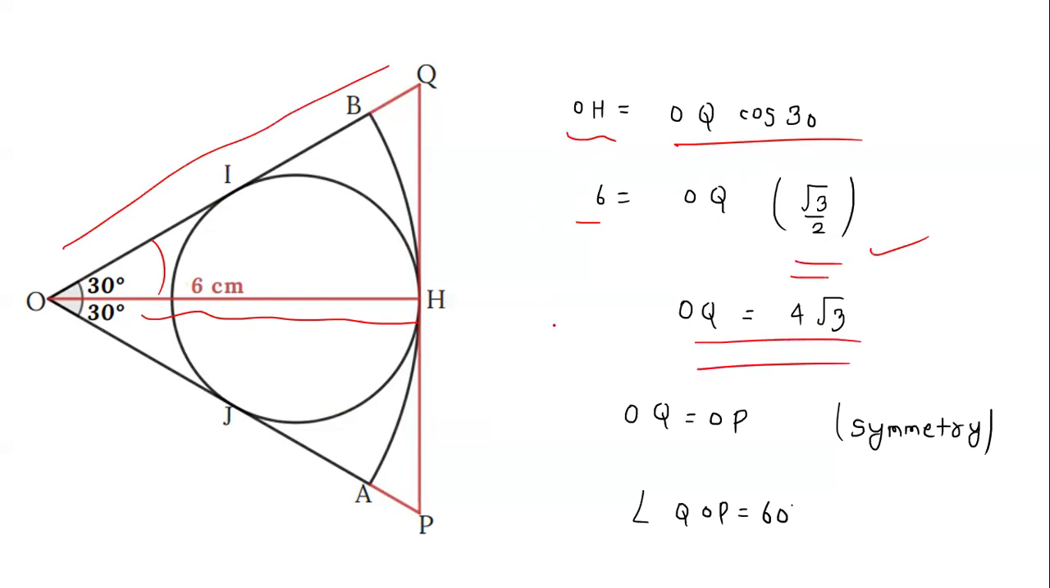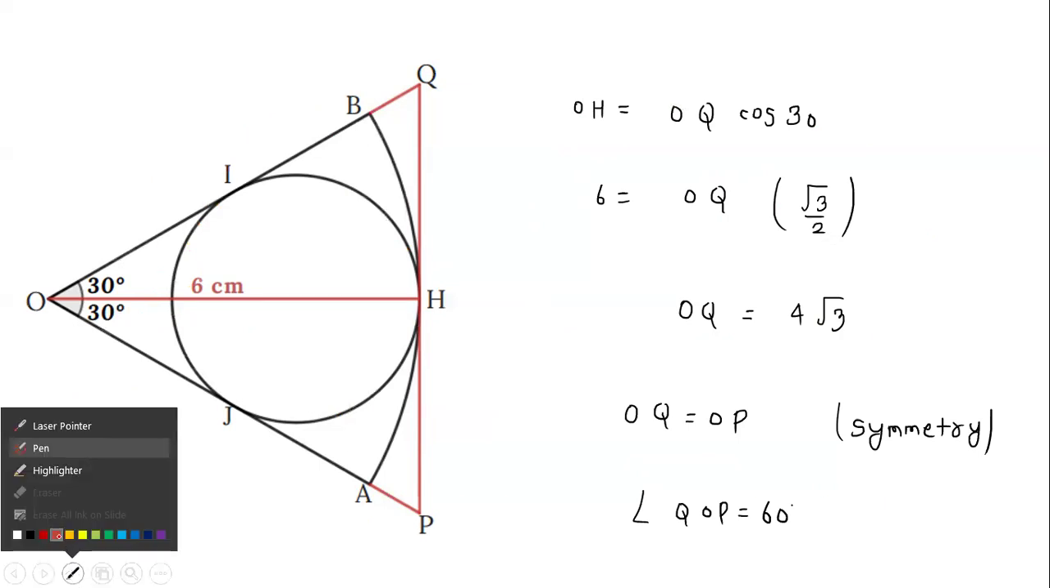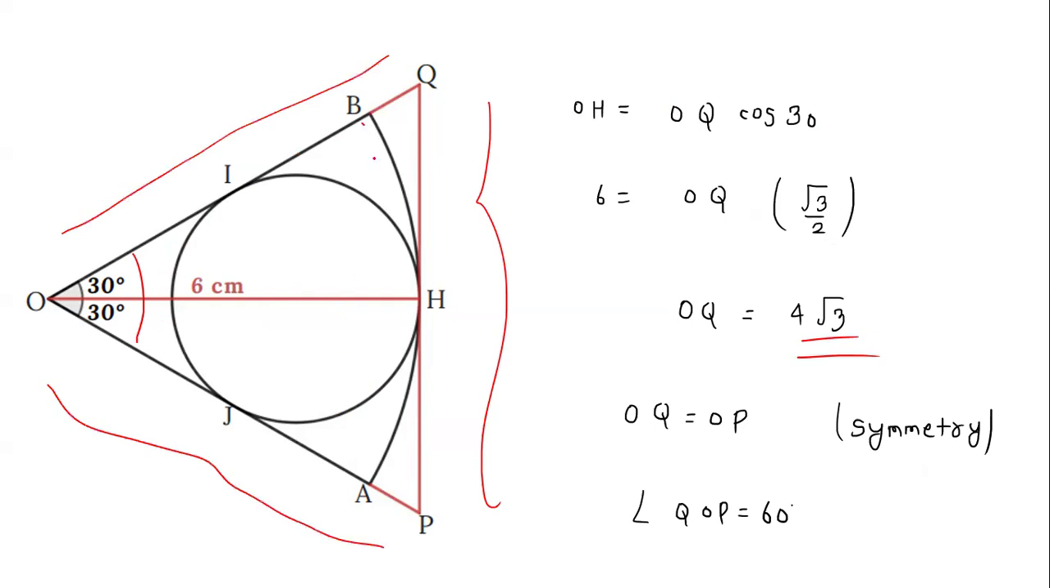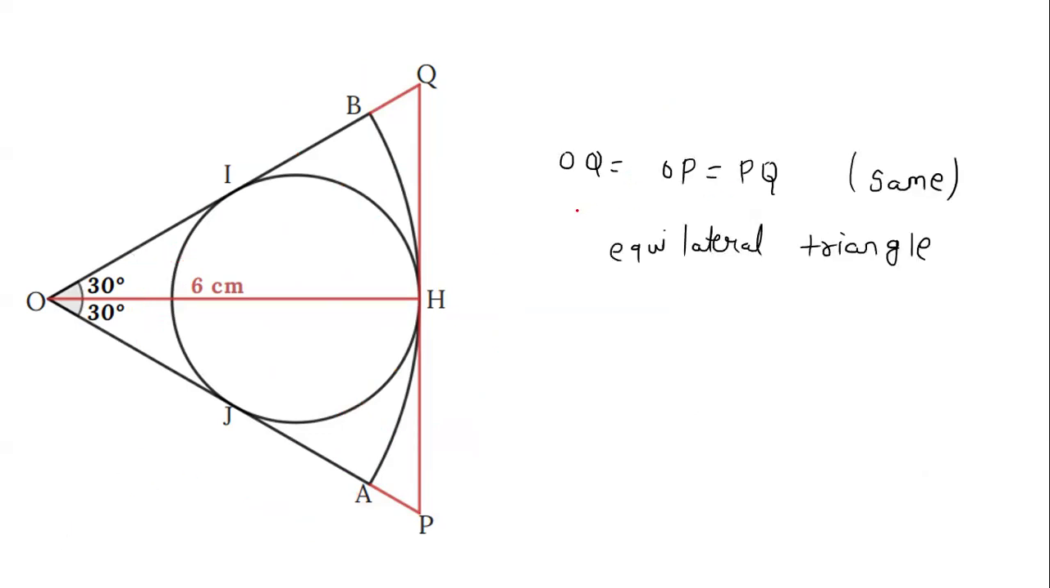And we know OQ and OP are exactly the same because of the symmetry. And if both are same and we know this angle is 60, then this will also be equal to 4 root 3, because this is an equilateral triangle. Because this side and this side are same, this angle will be same as this angle, and if this is 60, the remaining is 120, which will divide equally, so this will also be 60 and this will also be 60. So it is an equilateral triangle, and all sides OP, OQ and PQ, all three are same.